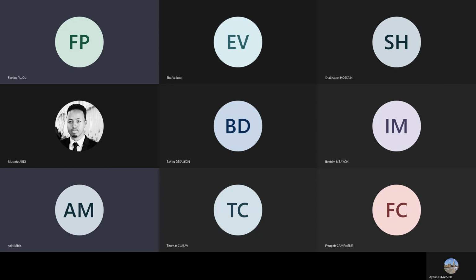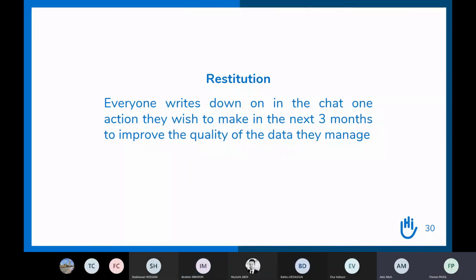So what we are going to do is not have a restitution all together, because there is a lot of content and we would need more than 5 minutes. On my side, I will compile everything that you've written in the pads, and I will send it to you by email, a kind of synthesis of all this. You had almost 25 minutes of discussion.